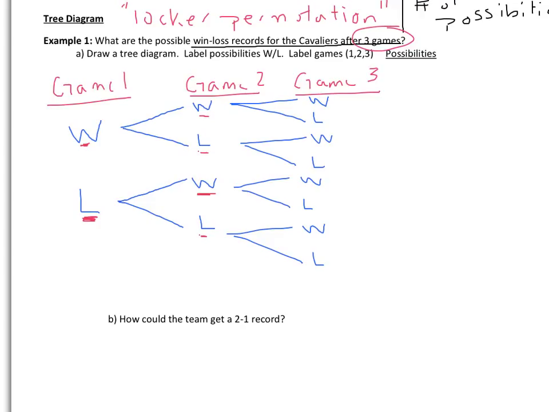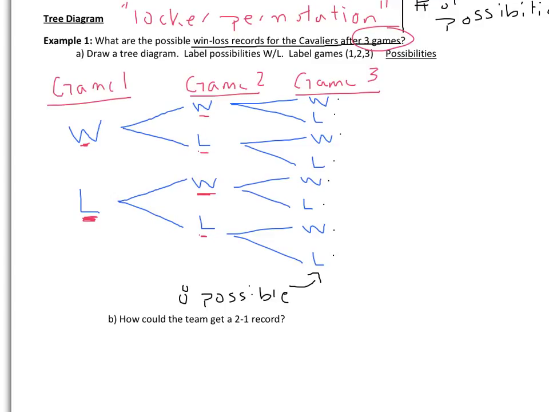Now what we want to know is the number of possibilities. We can always count the final branch, okay? So this is the final branch of our tree right here. We know that there are 1, 2, 3, 4, 5, 6, 7, 8 possible outcomes for their 3 games. So let's discuss what those outcomes would be.